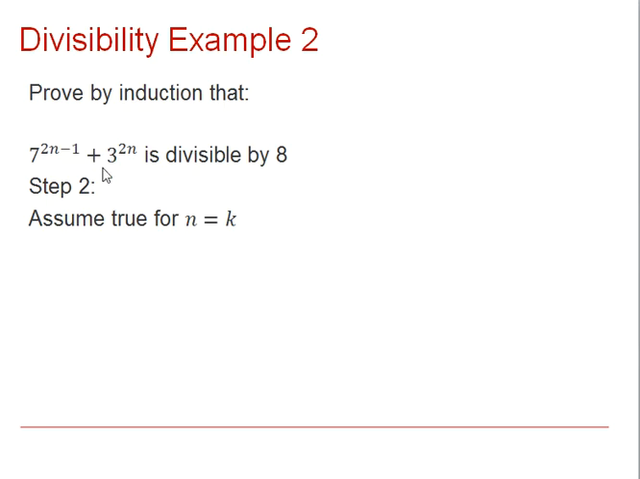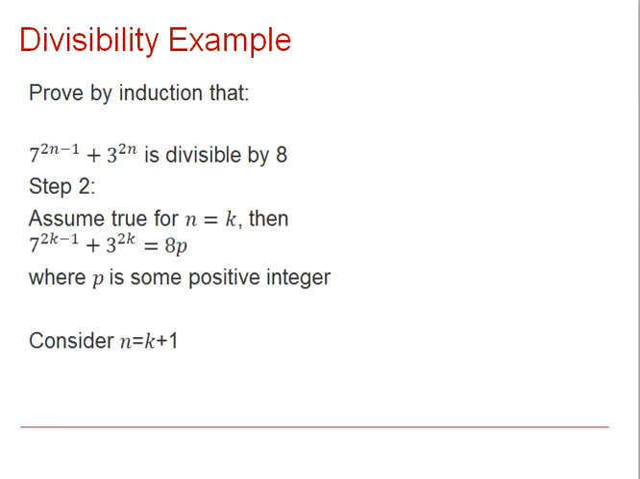Moving on to step 2, we will assume it is true for n equals k. So in other words, 7 to the 2k minus 1 plus 3 to the 2k is divisible by 8. So let's call it 8p, where we're choosing p to be some other factor. Maybe it's an expression, maybe it's another integer or natural number. It will probably be an expression, but this is how we make this assumption that for n equals k, the expression is divisible by 8. Just as we have done in previous mathematical proofs by induction, we will now go on within step 2 to consider n equals k plus 1.